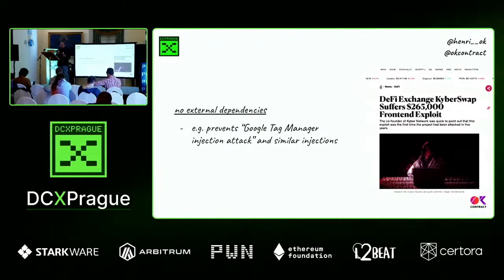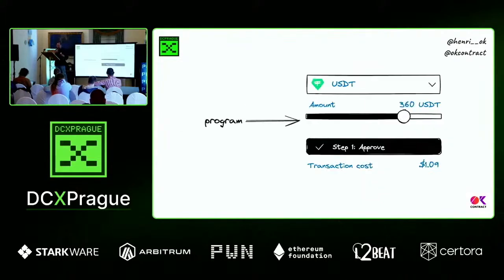And that includes, for us, no external dependencies as well. In a similar manner, KyberSwap was attacked through Google Tag Manager. And if you look at most projects today, and this is a discussion that was mentioned a few talks ago about data collection and privacy, most of the front ends right now use Google Tag Manager. And Google Tag Manager is a vector for injection attacks as well.